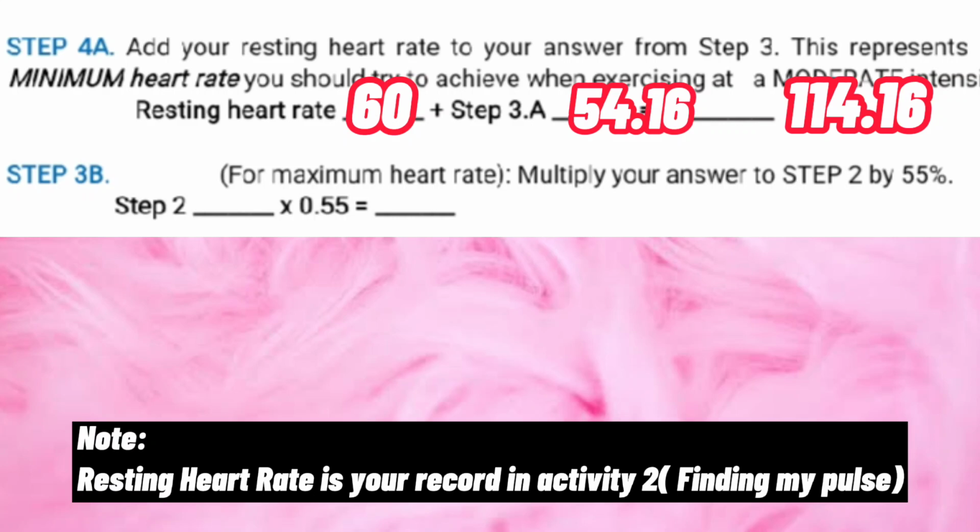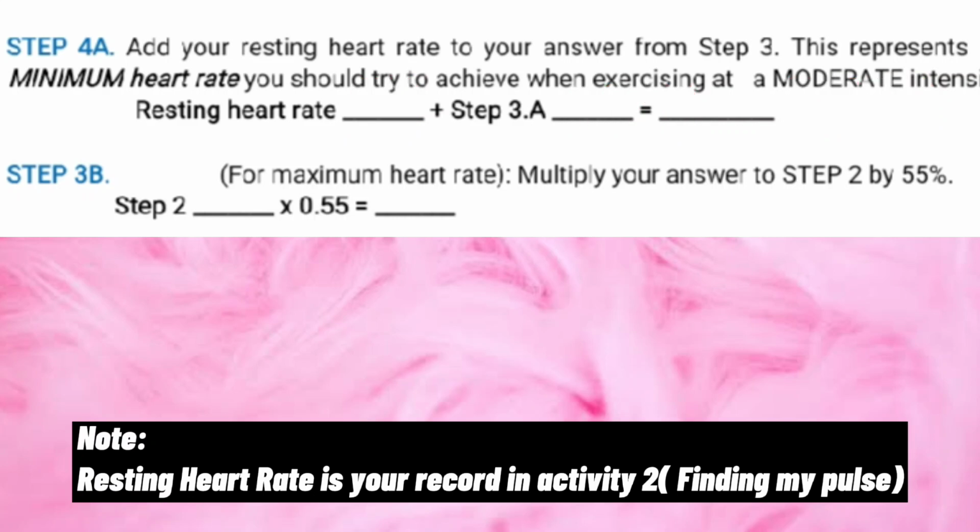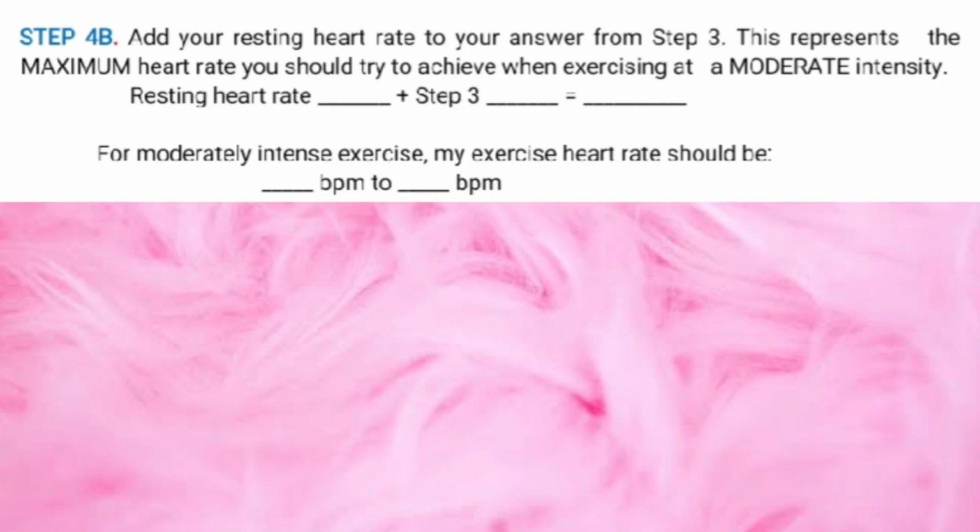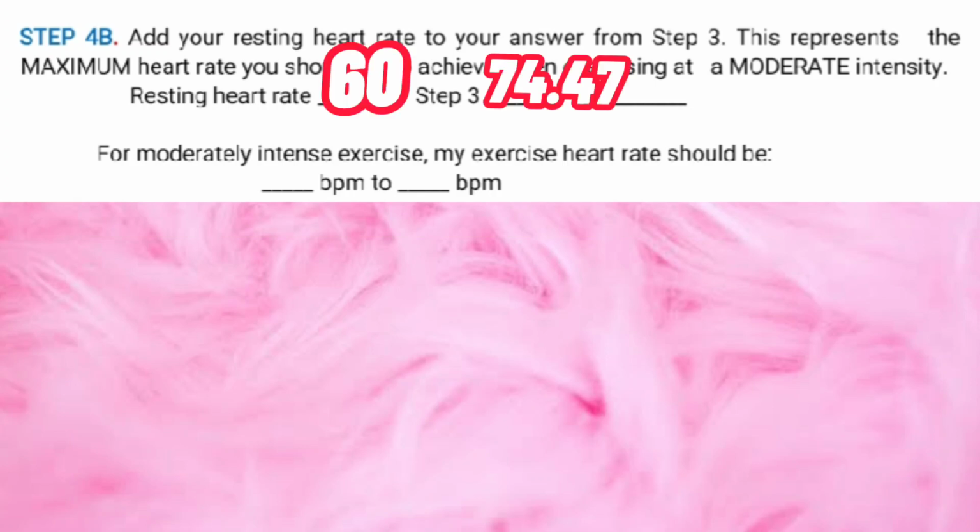Now, to get your maximum heart rate, multiply your answer to step 2 by 0.55. Step 2 answer is 135.4, so multiply 135.4 by 0.55, which is equal to 74.47. Step 4B. Add your resting heart rate to your answer from step 3B. Your answer from step 3B is 74.47. Add 60, which is your resting rate.